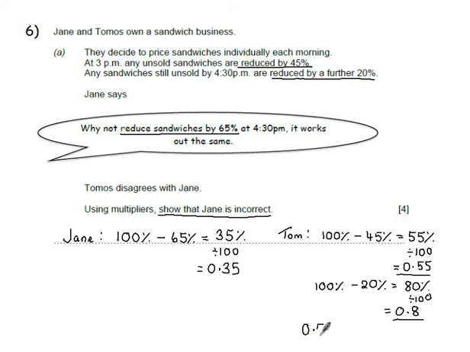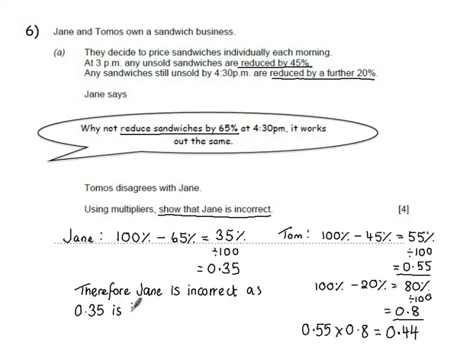So 0.55 times 0.8. You can type it into your calculators. So 0.55 times 0.8 gives you 0.44. So you can see Tom's multiplier of 0.44 is different to Jane's at 0.35. So we're just going to write a little conclusion sentence of, therefore, Jane is incorrect as 0.35 is not the same as 0.44.